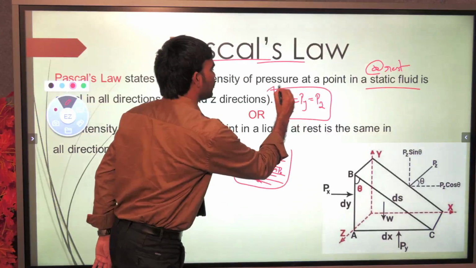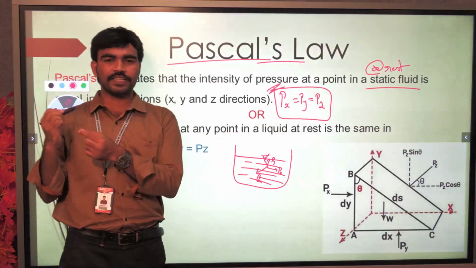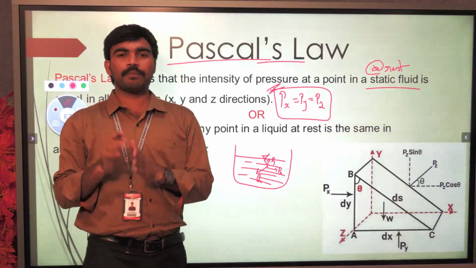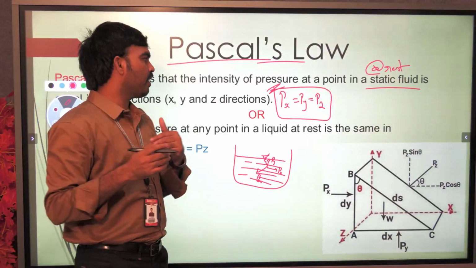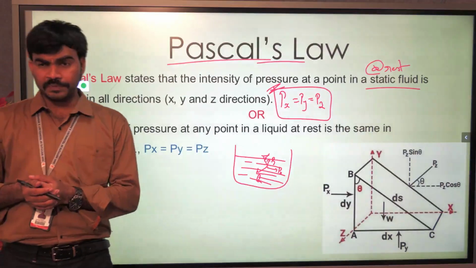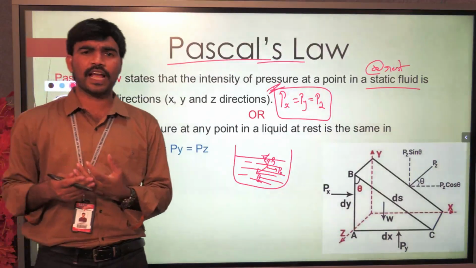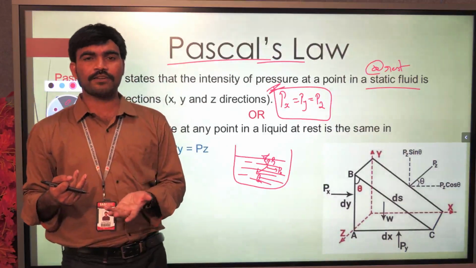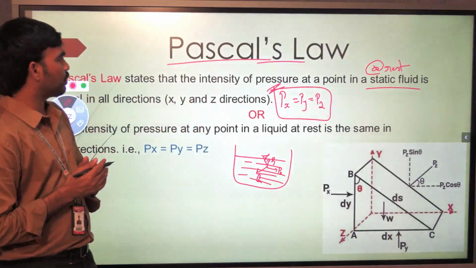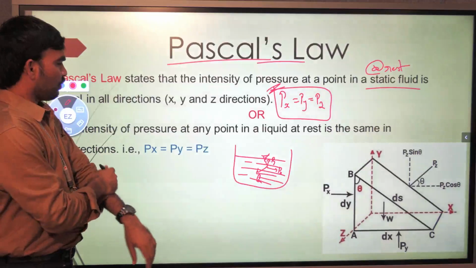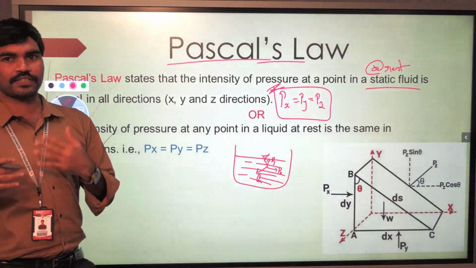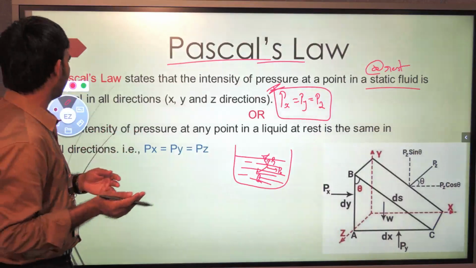Here, Px is the pressure intensity in the x direction, Py is the pressure intensity in the y direction, and Pz is the pressure intensity in the z direction. Where can we use this Pascal law? Normally we use it for hydraulic jacks, hydraulic lifts and hydraulic rams. We will solve some numerical problems, and then you will understand better how it helps.